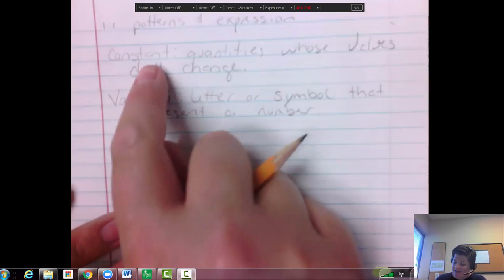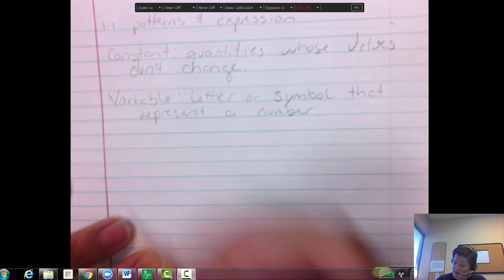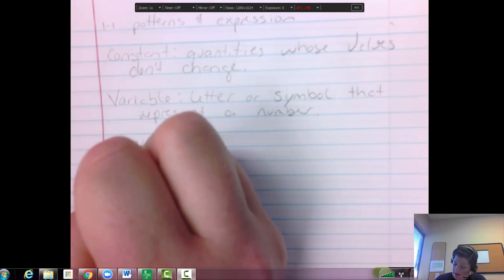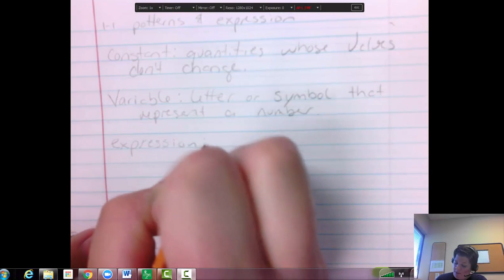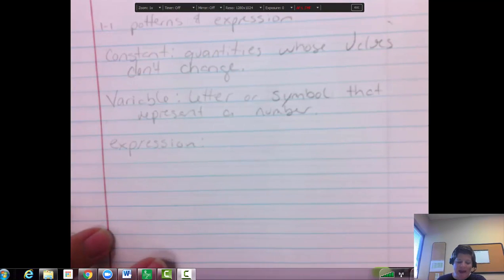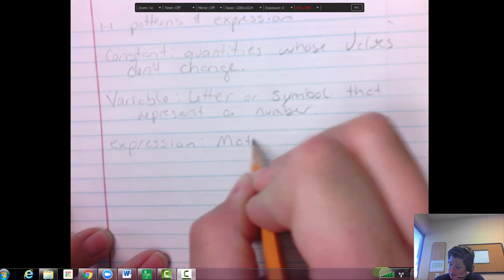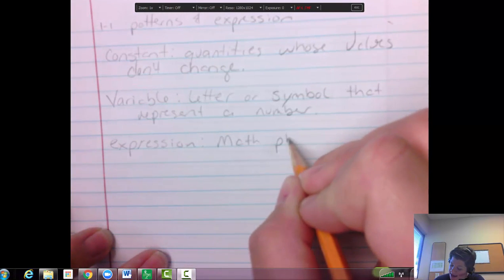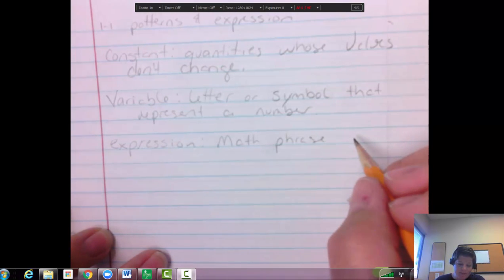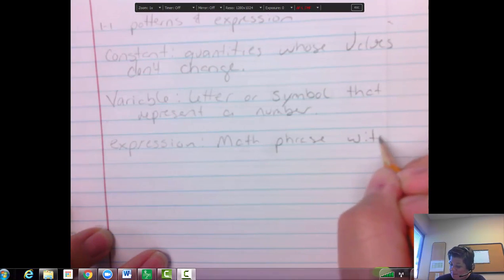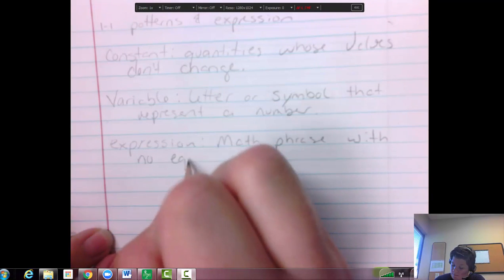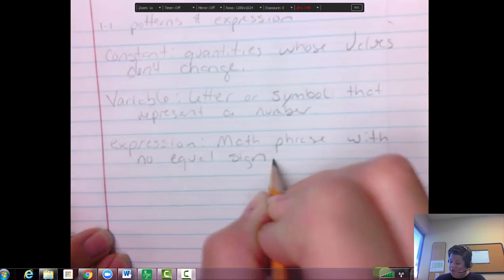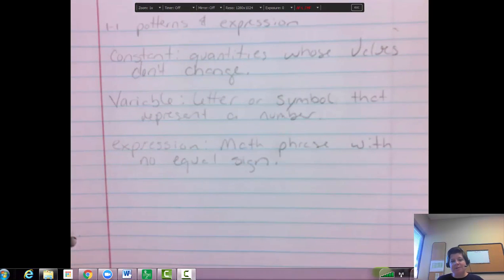So we're going to use constants and variables in what we call an expression. Or we can use them in equations too. Remember, an expression is just a math problem or a math phrase, is what this book calls it, a phrase with no equal sign. So when we're doing all this expression work, we don't have an equal sign in our problem. If we add that equal sign, it's called an equation. So we do a lot of expression work, and then we have the equation work as well.